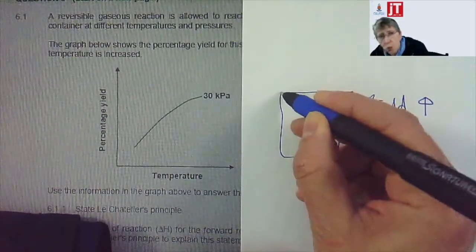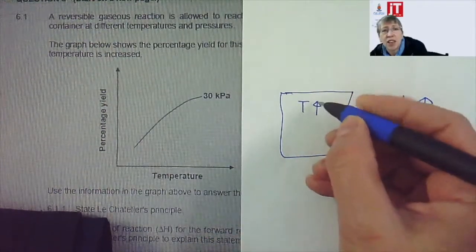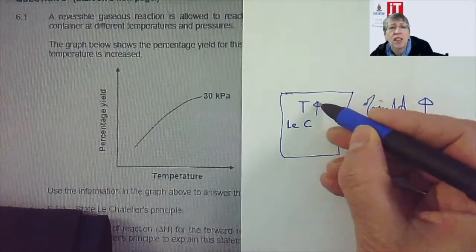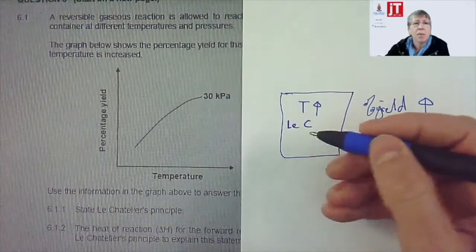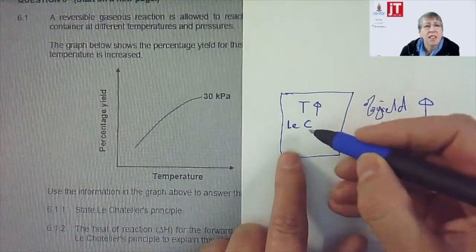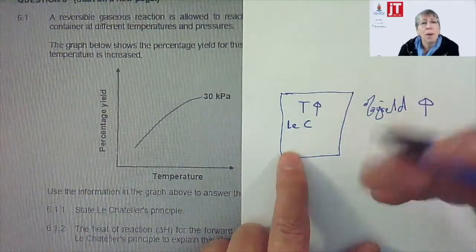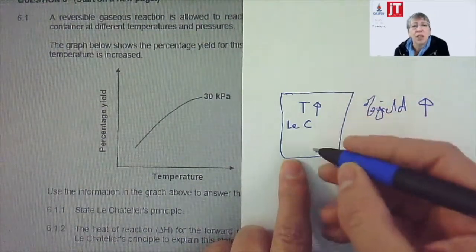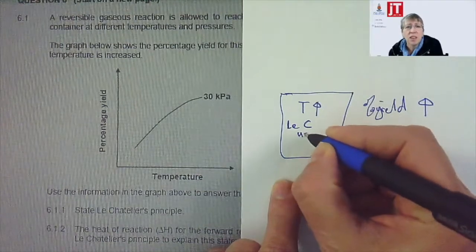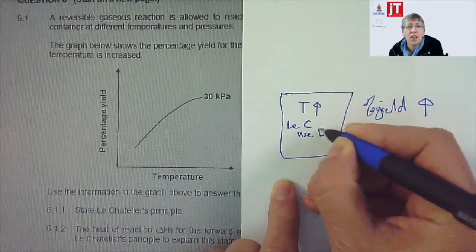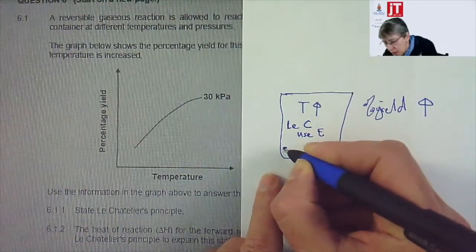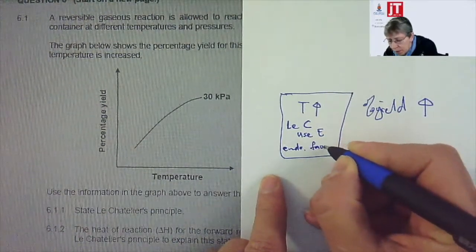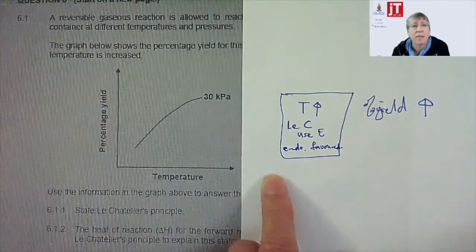So first off, what do we know about the temperature increase? What does Le Chatelier tell you about an increase in temperature? If the temperature increases, then the system will react to oppose that disturbance, and it will decrease the temperature by using energy, right? And what type of reaction uses energy? That will be the endothermic. So that tells me that the endothermic reaction will be favored, right?